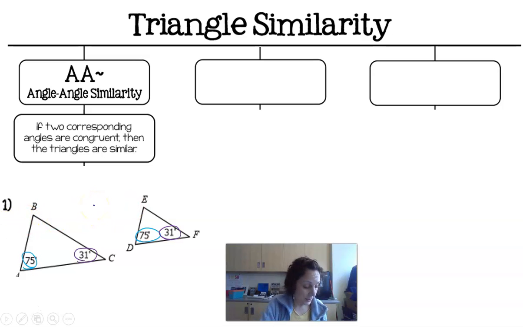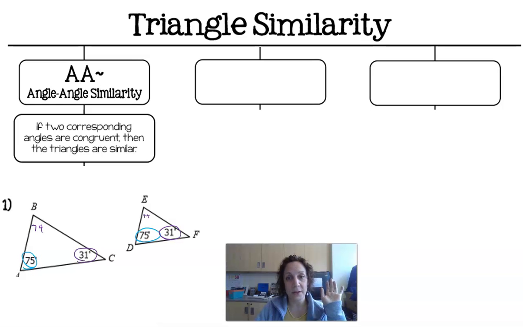If I want to, I can go out of my way and figure out what that third angle is, right? There's 180 degrees in a triangle. Take away the 75, take away the 31, that leaves me with 74 degrees up here. I could do the same thing over here, but it's the same stinking calculation. I start with 180 degrees in a triangle, take away the 75, take away the 31 to see what's left. These both have to be 74. I don't need to calculate the third angle. If 2 of the angles are congruent, the third one's coming along with it. It doesn't have a choice. So all you need is 2 angle congruencies, 2 pairs, and you've got similarity.